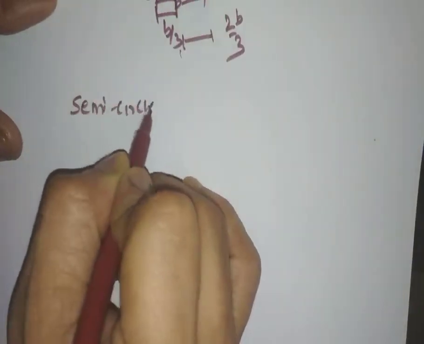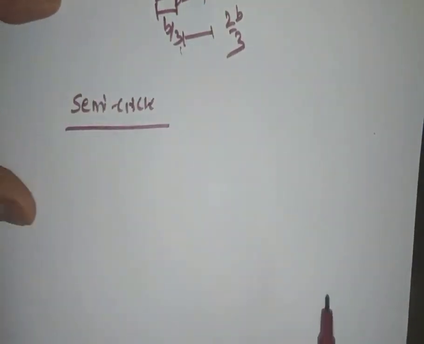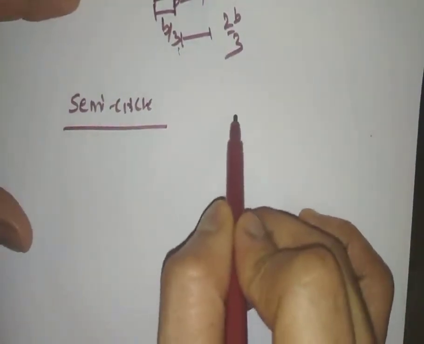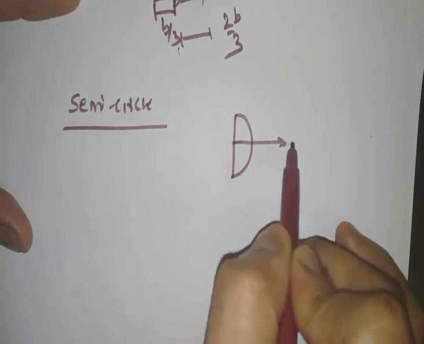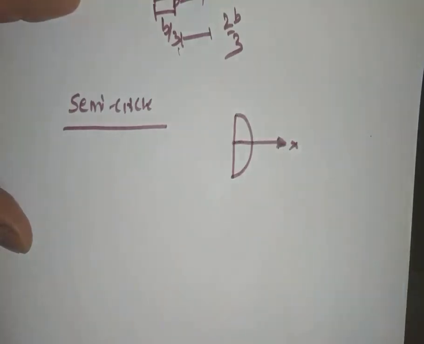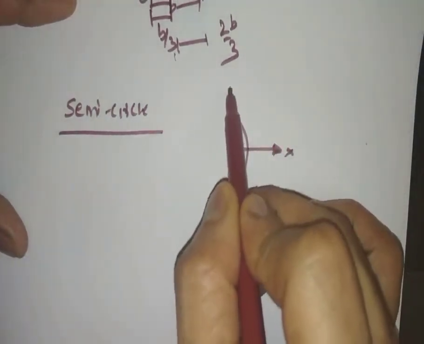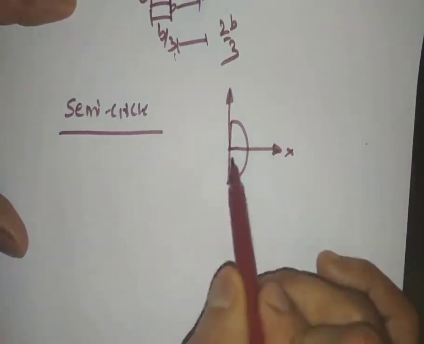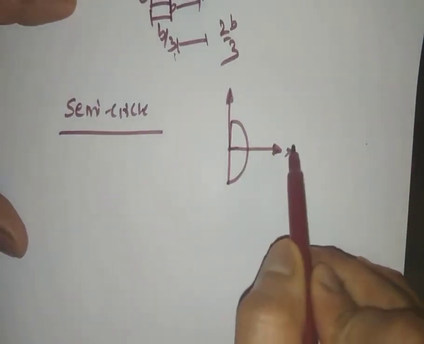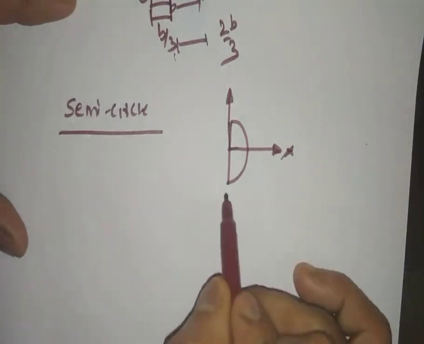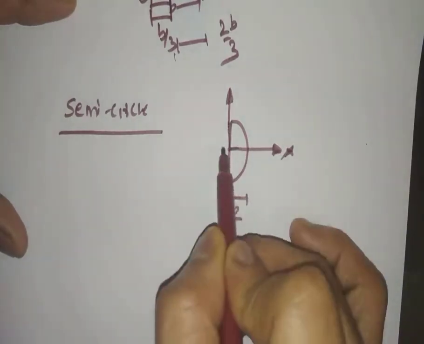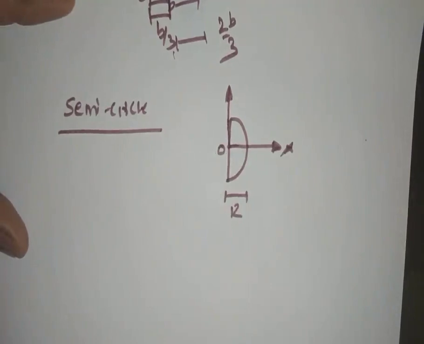Now here, for the centroid of the semicircle section, I shall consider a semicircle which is symmetric about the x-axis. That is, it can be easily bisected into two equal halves along the x-axis. So in this semicircular section, the radius will be considered as r and this is the origin O. So this semicircle is symmetric with respect to the x-axis.